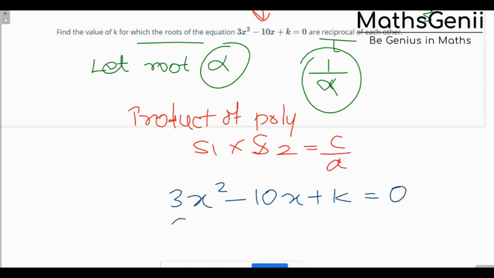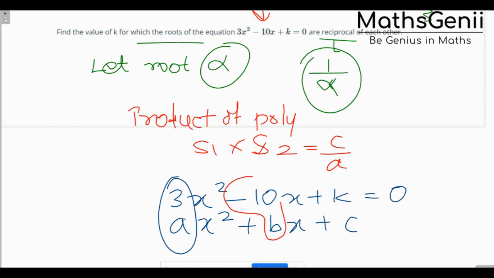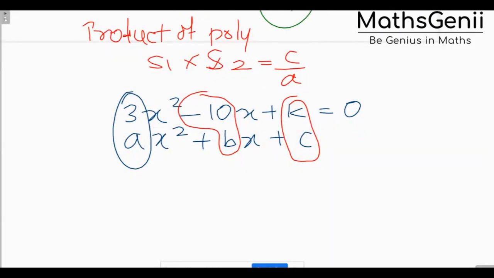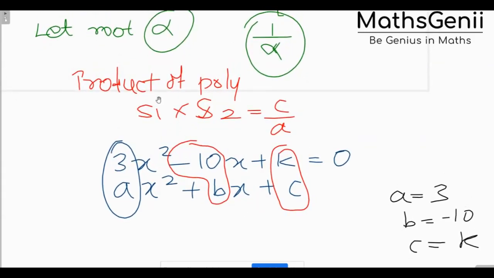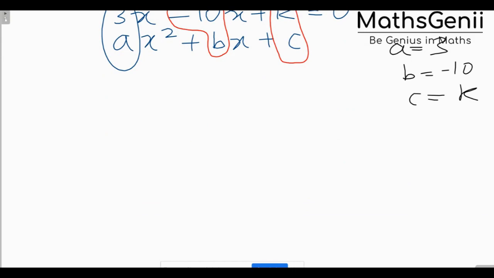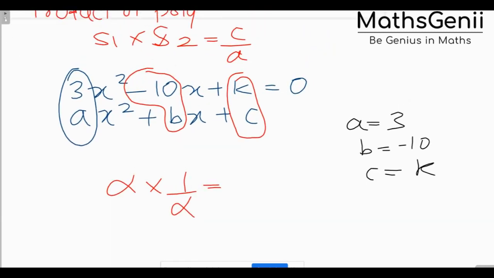Now you have to compare this question with the standard form, ax square plus bx plus c. So a is 3, b is minus 10 and c is k, right? So let me just write it here quickly. A is 3, b is minus 10 and c is k. Now substitute in this formula: root 1 into root 2. Root 1 is alpha, root 2 is 1 upon alpha, because he said one root is the reciprocal of the other root. And what is the formula? C upon A.